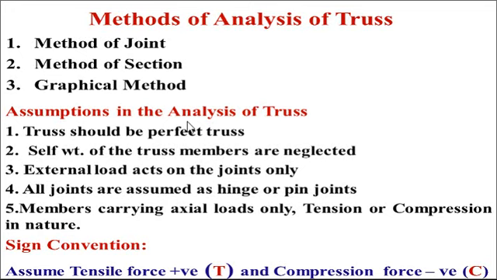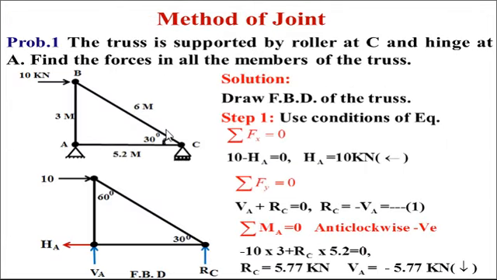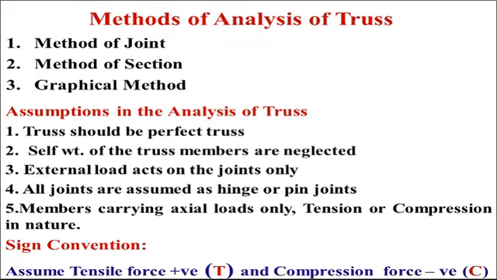Before proceeding to the method, there are some assumptions in the analysis of the truss. What are the assumptions? The truss should be a perfect truss. Perfect means what? Stable truss. That is the first requirement, and that truss should satisfy our equation M is equal to 2J minus 3. Self-weight of the truss members is neglected. Self-weight of the members is neglected means what? Here, if you are considering this as a truss, member EB is there, member BC is there, member EC is there. Means the self-weight of member EB is neglected in the analysis.